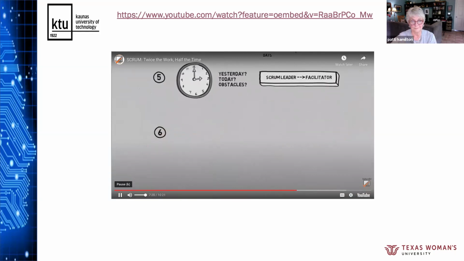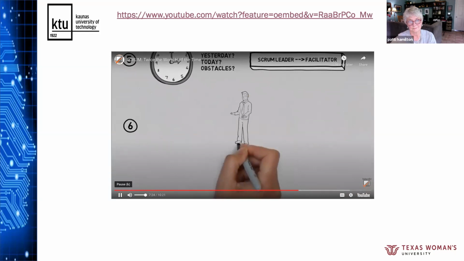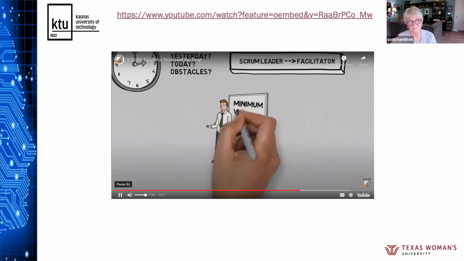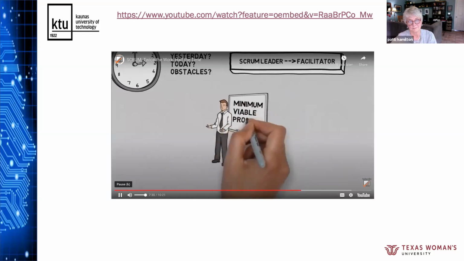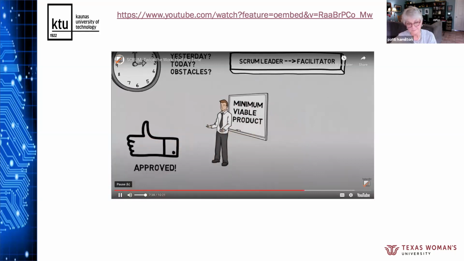Step number 6, at the end of your sprint, you demo your minimal viable product. It's a product that has a working feature, not a complete product, but something that you can demonstrate. During the demonstration, you get feedback from the user, from the customer.